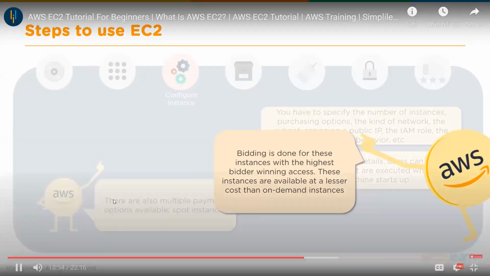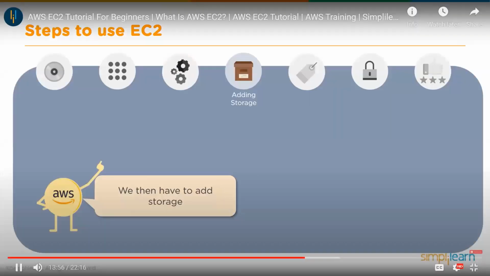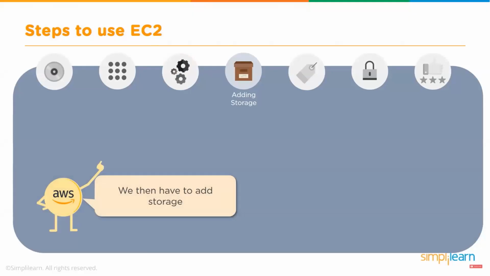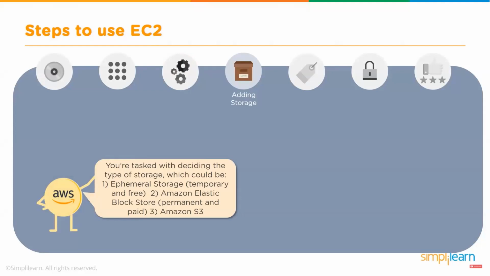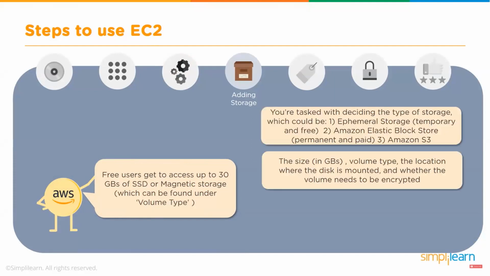that Amazon is proposing. And as the fourth step, we will have to add storage to the instance that we are about to launch. And here we have a bunch of storage options. I can go for ephemeral storage, which is free, or I can go for an external elastic block storage, also called EBS, which is paid and it's a permanent storage, or else I can integrate my EC2 instance with S3 for its storage needs. And the best part about storage is free subscription users, they get to use 30 gigabytes of SSD storage or magnetic storage for the whole year.